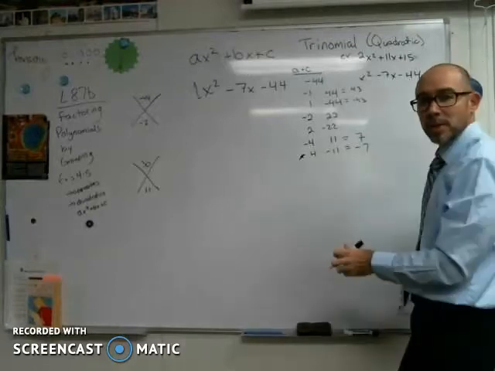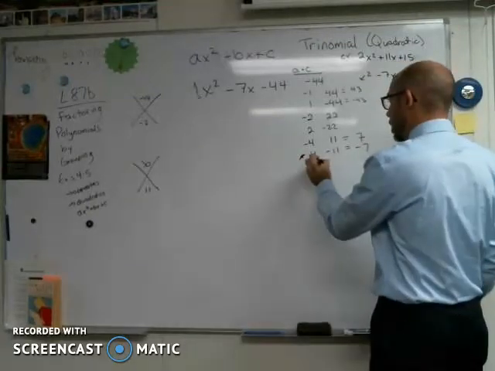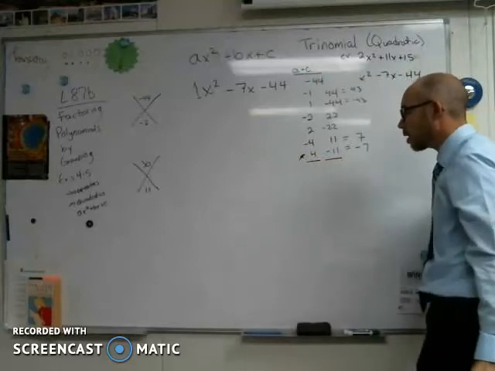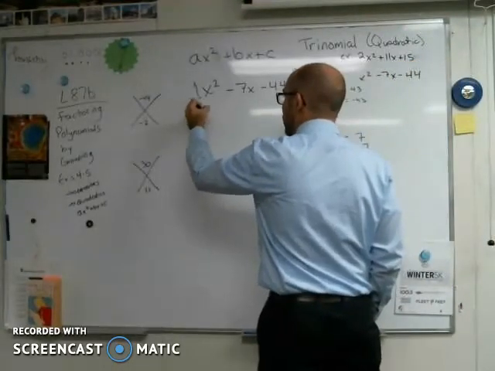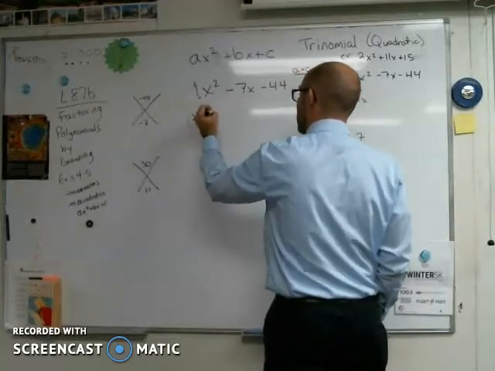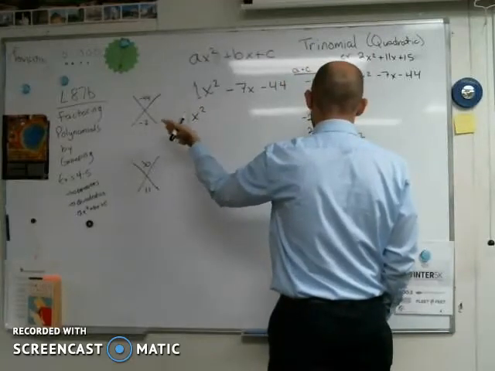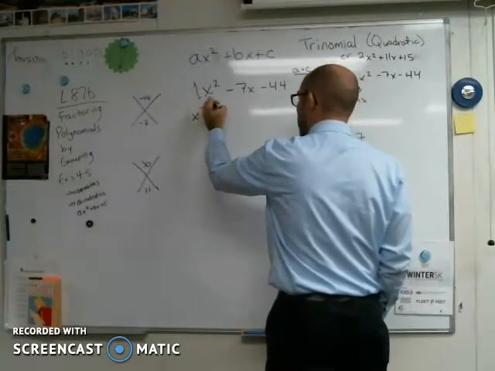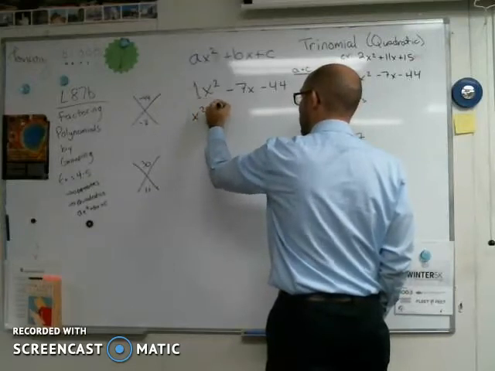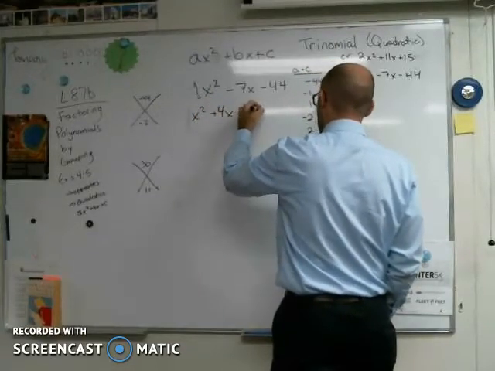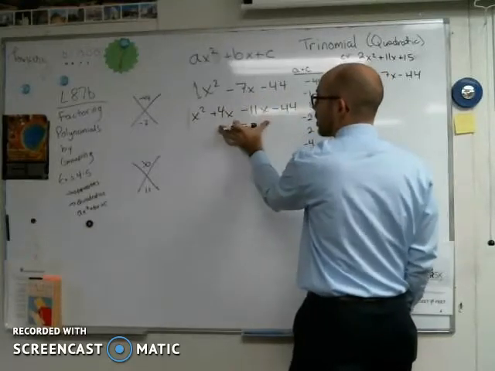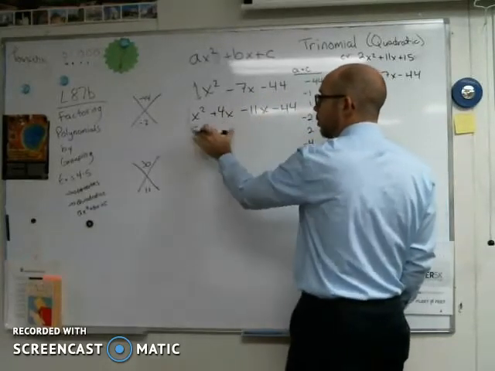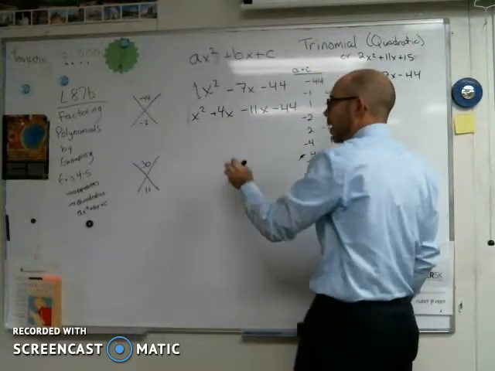I need to split up negative 7x into a 4x and a negative 11x. So I'm going to rewrite this, 1x squared, or just x squared. And then what should I put next? It doesn't really matter, so I'll just go in order. Plus 4x minus 11x minus 44. See, that still sums to negative 7, but I've broken it up into 2 parts so I can factor this.